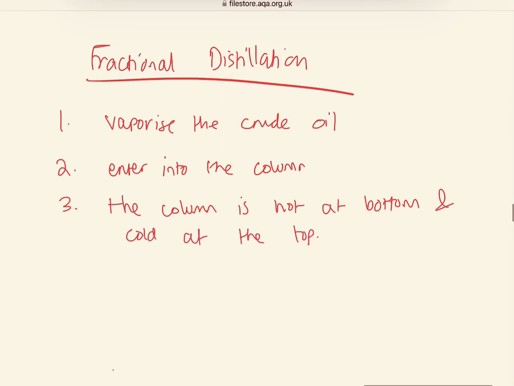There's something called Google Images where you can all find a photo of it if you're interested. But it looks something like this. It will be hot at the bottom and then cold up here. And then there'll be gaps where the vapors can escape, depending on how hot and cold it is.